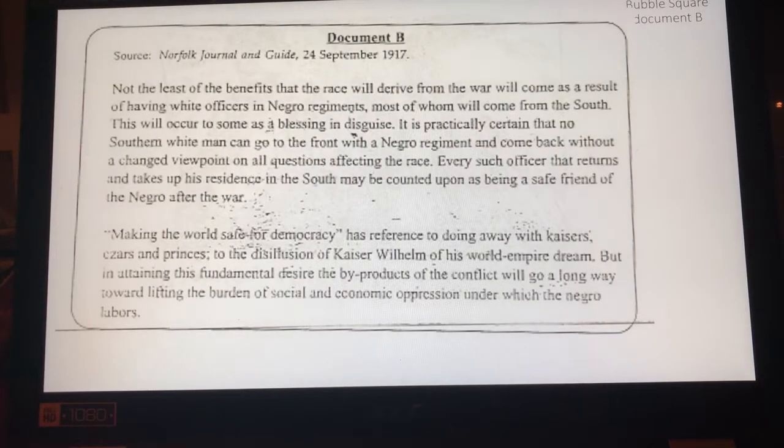Okay, we're going to go to the front page. And this is the Norfolk Journal. It says, not the least benefits that the race will derive from the war will come as a result of having white officers in Negro regiments, most of whom will come from the South.